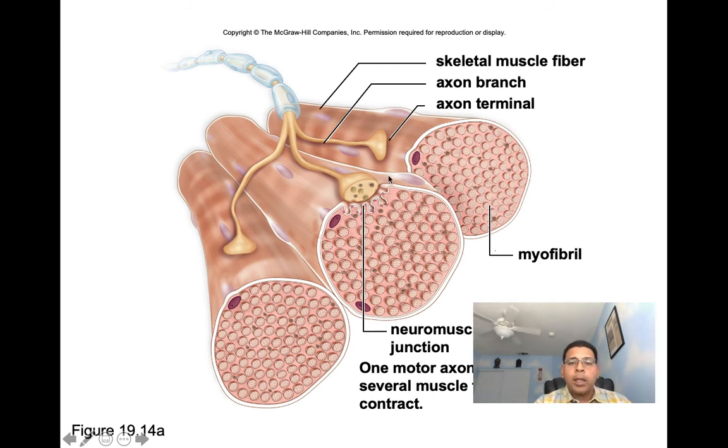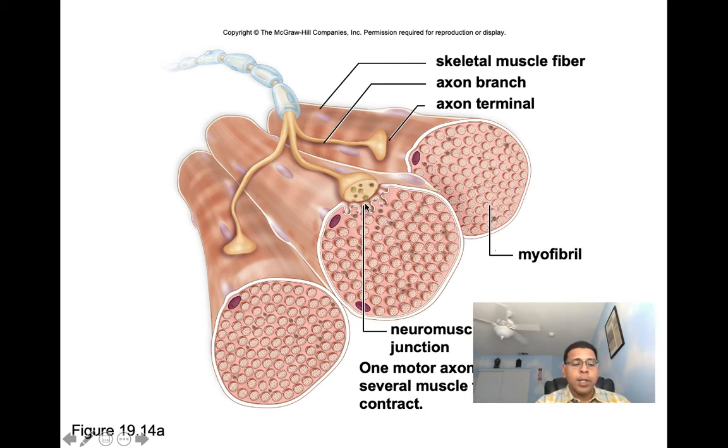This whole thing we can refer to as a neuromuscular junction, right? Nerve, muscle coming together. An axon terminal is going to contain synaptic vesicles. Those synaptic vesicles are filled with the neurotransmitter that we call acetylcholine. Acetylcholine is going to get released by the synaptic vesicles into the synaptic cleft when the nerve is stimulated.